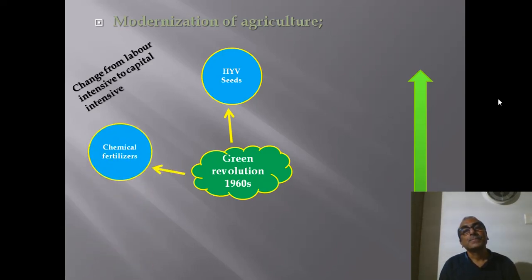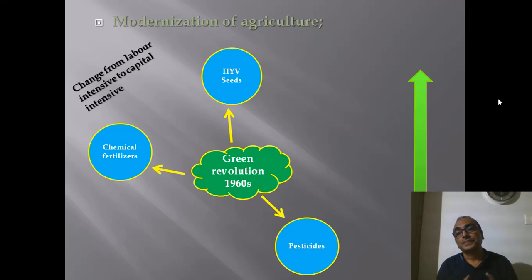Then chemical fertilizers. Chemical fertilizers are used to improve the fertility of the soil. Both organic and inorganic fertilizers are used, like urea, potassium, nitrates, and phosphates. All these are used to improve the mineral content of the soil and thereby increase the productivity of the agriculture land.